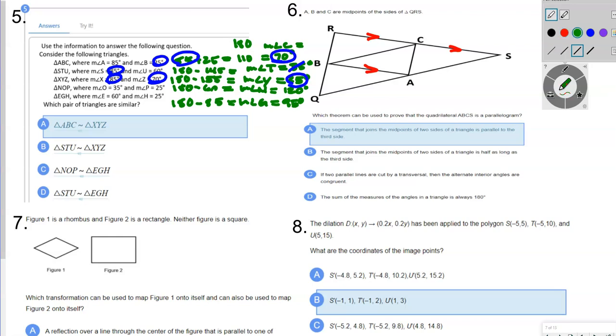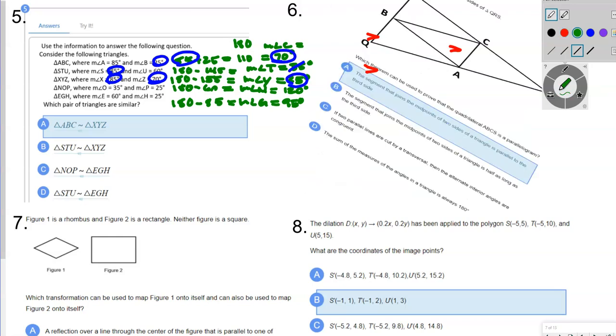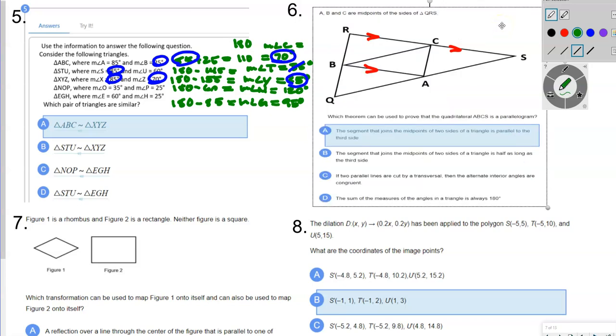We can also say that BC is parallel with QA and AS, right? And we could say that AC is parallel with RB and BQ, right? Some other things that we could say.